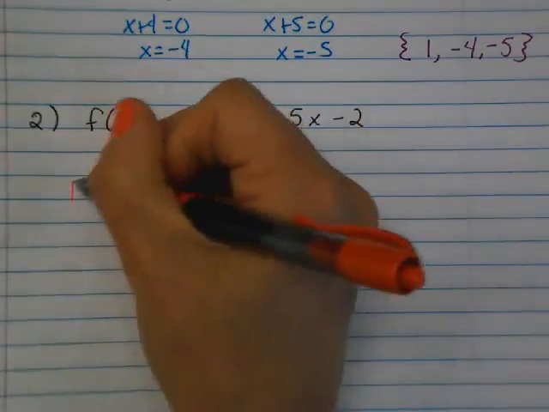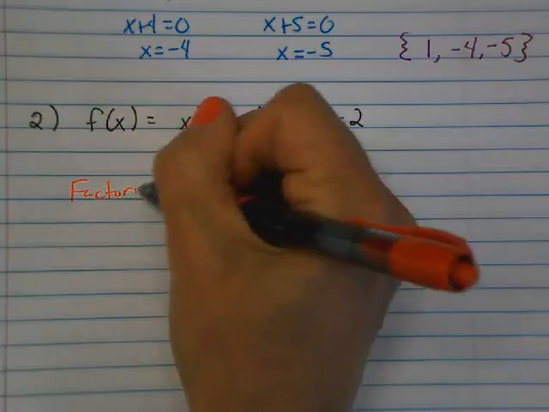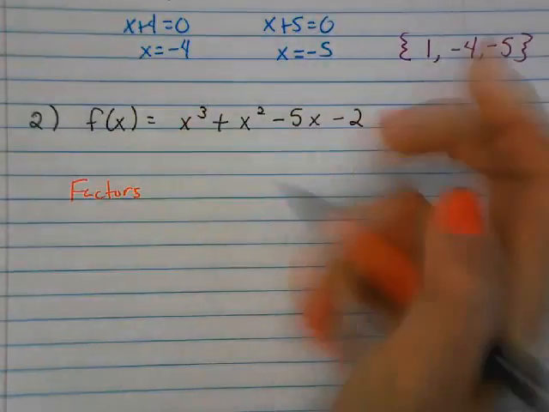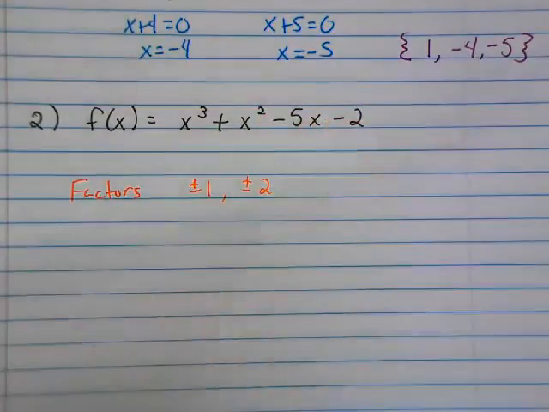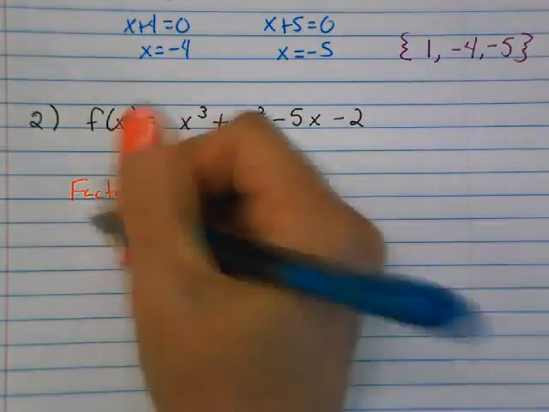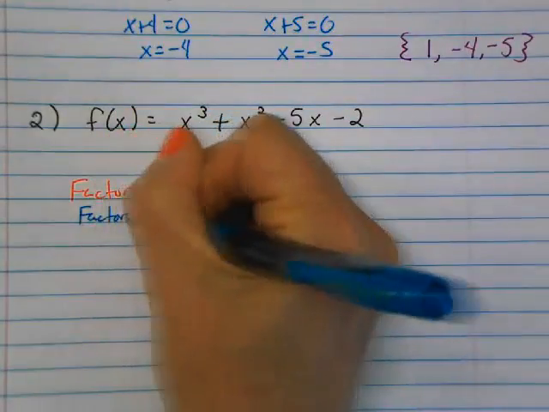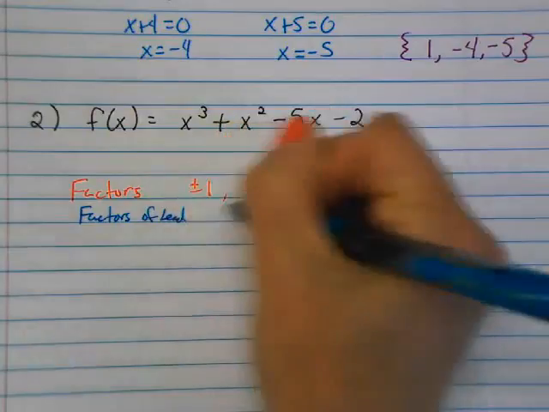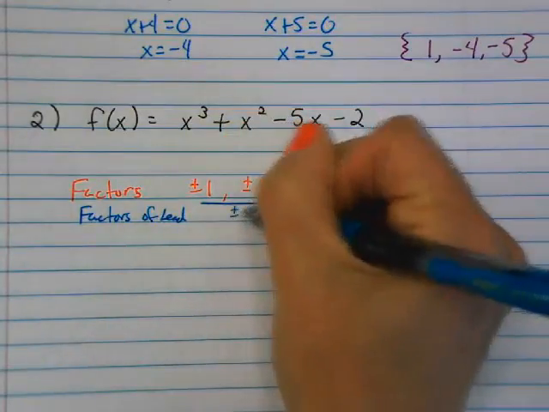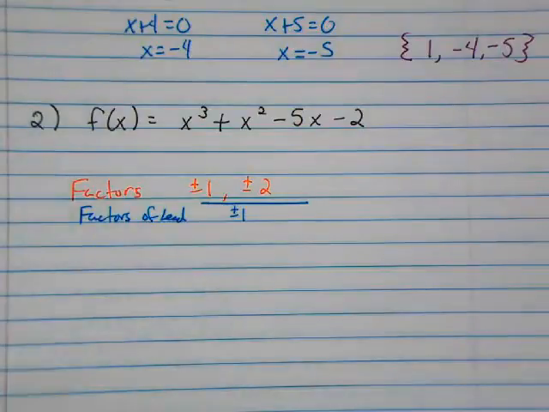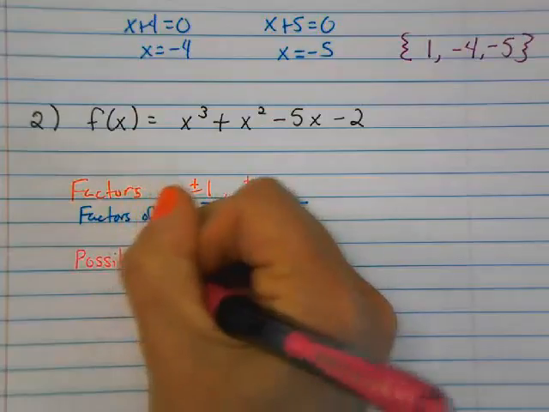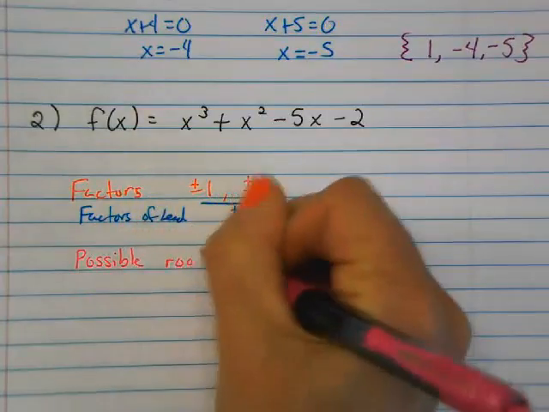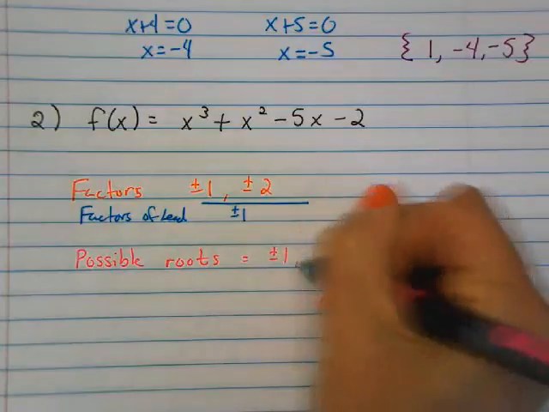Alright, so factors of the coefficient, plus or minus 1 and plus or minus 2. Right, factors of my lead. That's going to be plus or minus 1. So again, my possible roots, nice, I don't have to do any work with this, are just plus or minus 1, plus or minus 2. Well, the good news is at least I only got 4 that I have to check.